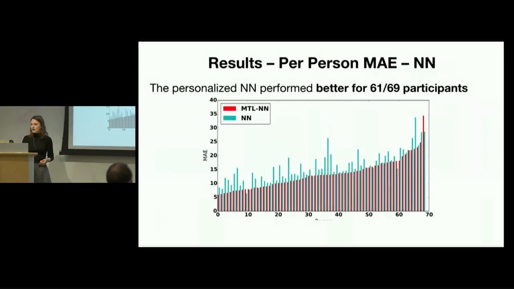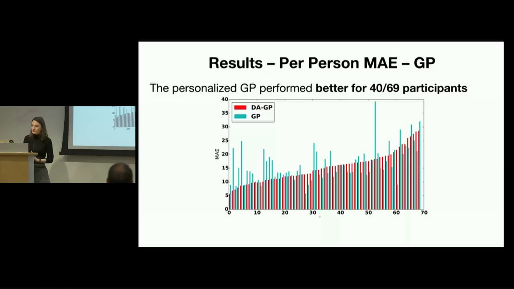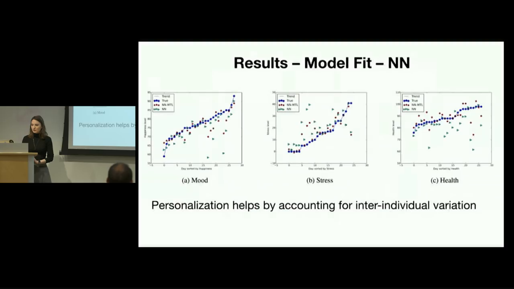So if we dig into how this works, for the neural network, the personalized version performed better for almost all of the participants. So personalization is really helping in most cases. This is true for the GP as well, but only for 40 out of 69 participants. But what's really interesting about this is looking at the model fit.